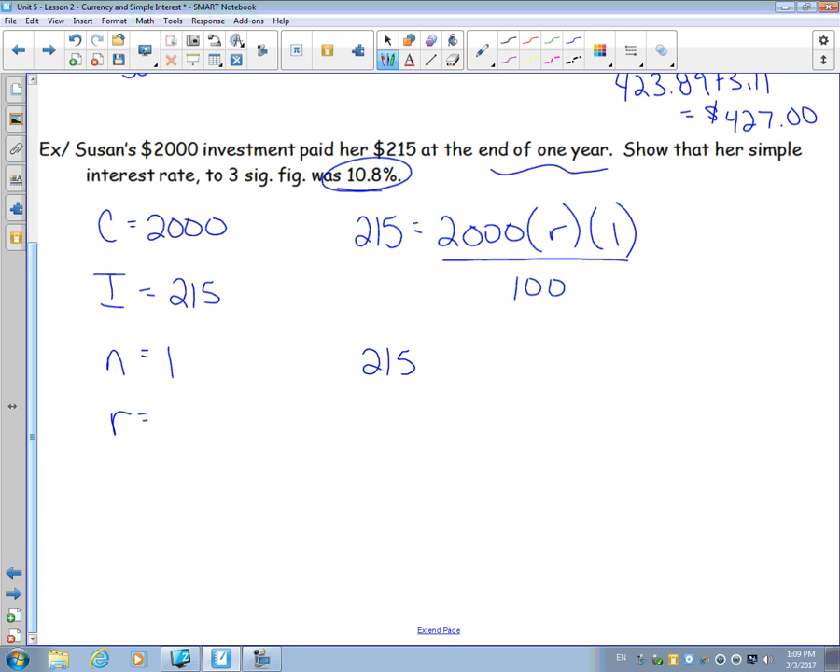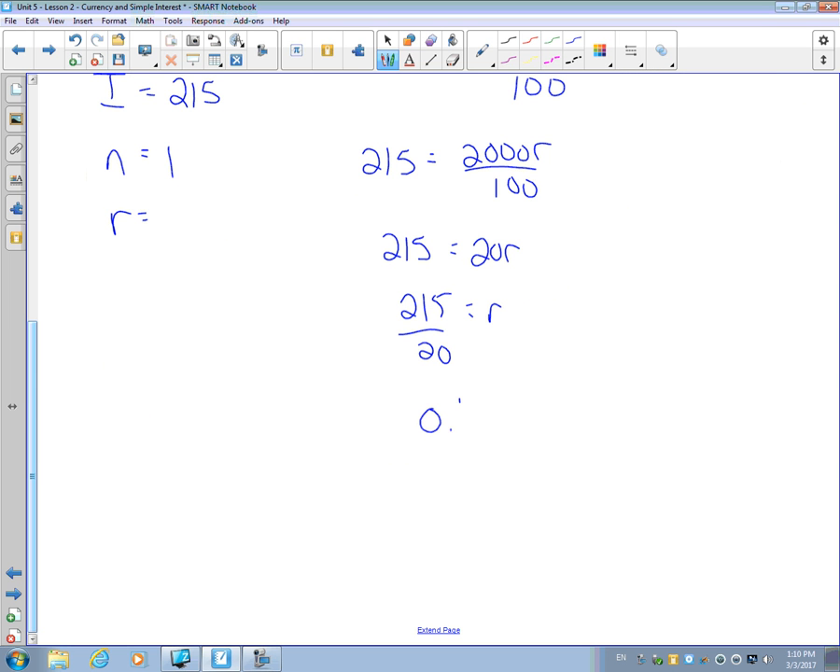On the right-hand side, I can multiply all the stuff on the top together. 2,000 times R times 1. That would be 2,000 R. And I can divide that by 100, which gives me 20 R. If I want to solve for R, I can do that. 215 divided by 20. And sure enough, when I do that, I get 10.75. Oh, that's right, 10.75.